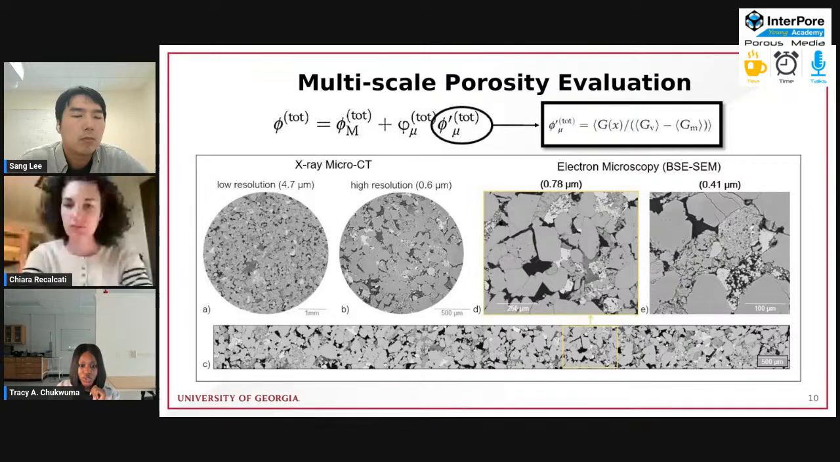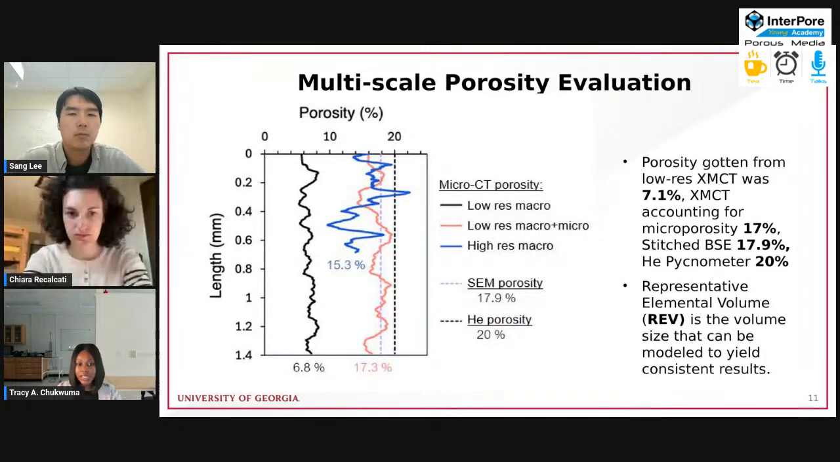Then we also stitched together high resolution BSE images to also calculate porosity. But keep in mind that for SEM analysis on thin sections, this is in 2D. So the two X-ray micro-CTs are 3D, but this is 2D. But we just did that to evaluate what we were getting from the low resolution evaluation process as well. So this is the result of what we got from that.